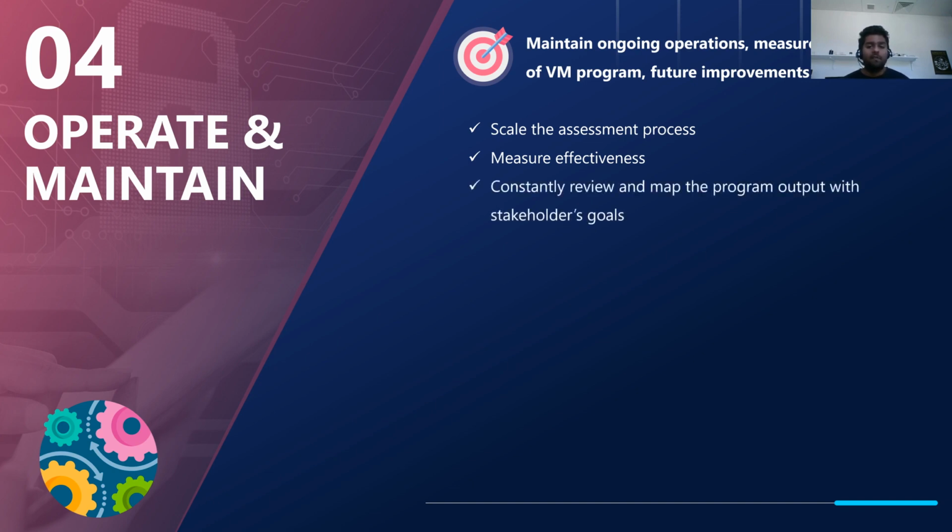And you can constantly review the program output with the stakeholders. For example, 1 year ago, when you implemented the program, your stakeholders had only one goal: to reduce the number of vulnerabilities. Now the number of vulnerabilities has been reduced. Now your stakeholders in the next year set different goals for the vulnerability management program. Now you would have to tweak your vulnerability management program in such a way that it fulfills the different goals of the stakeholders.